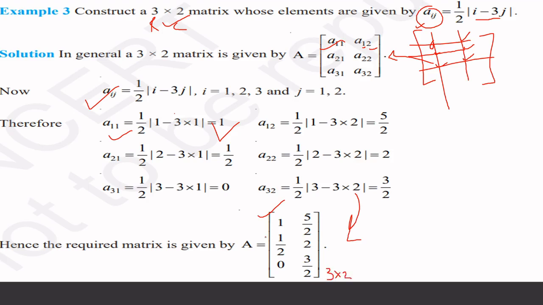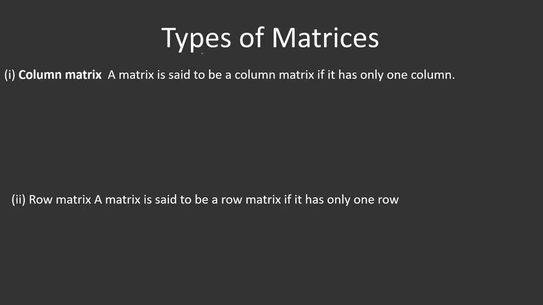What we can do: first we have given functions, and we find out how many rows and columns there are, and find out the different elements of the matrix and fill them in its boxes, which is called a 3 cross 2 matrix. Next, the types of matrices: what different types of matrices are there? And the next topic will be the operations of matrices.